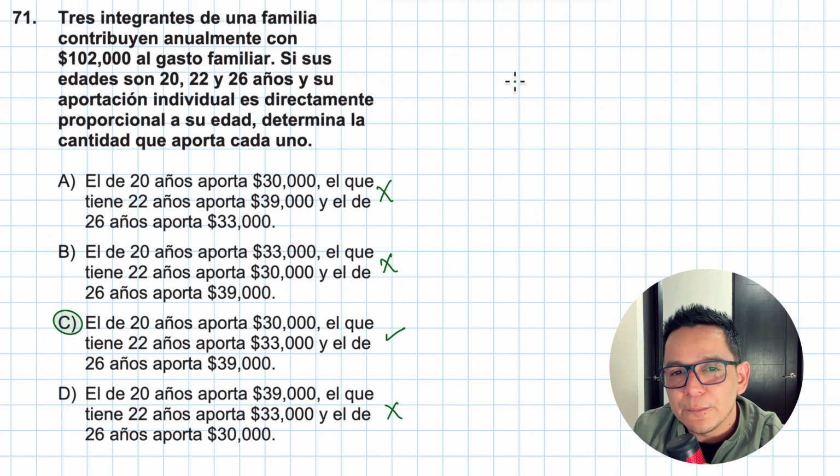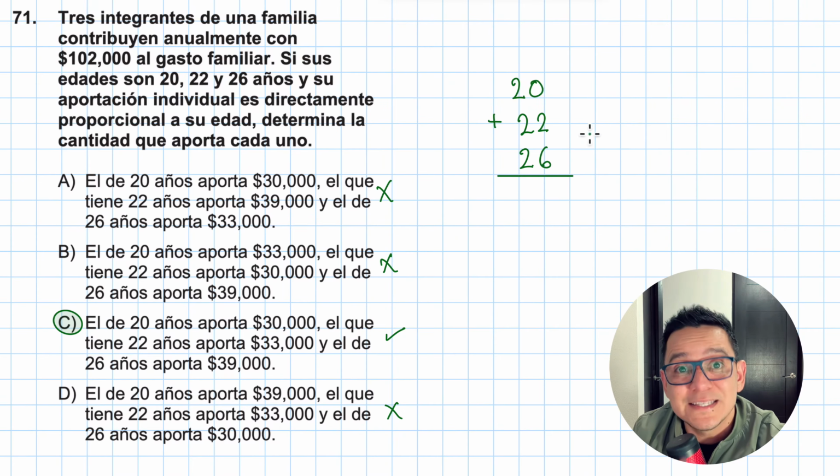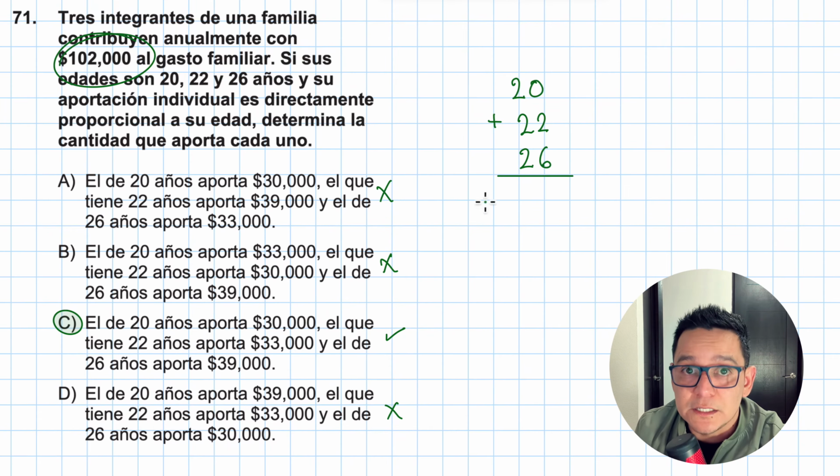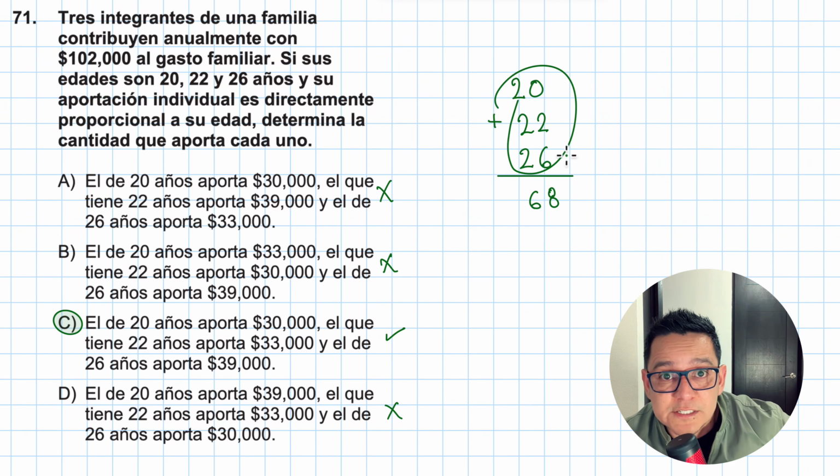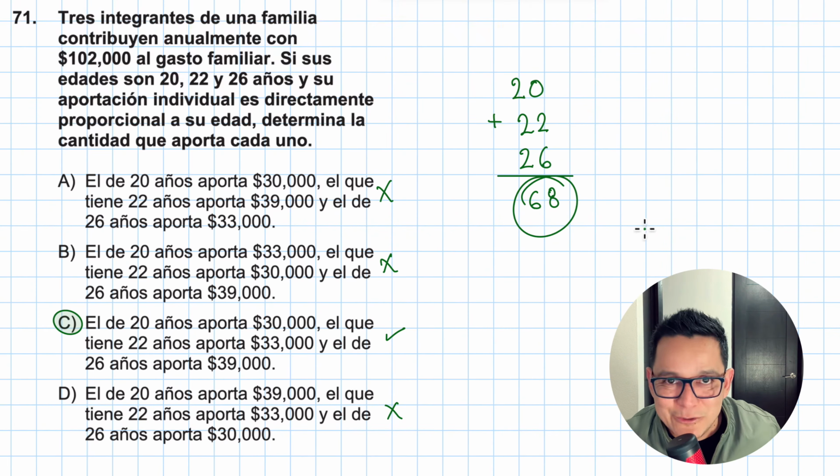Look, the first thing I'm going to do is add the 20 years, plus the 22 years, and the 26 years. I'm going to do this so I can know into how many total parts I'm going to divide the 102,000. So, let's do the addition. Here I get 8, and here I get 6. So in total, adding these 3 numbers, I have 68 years.